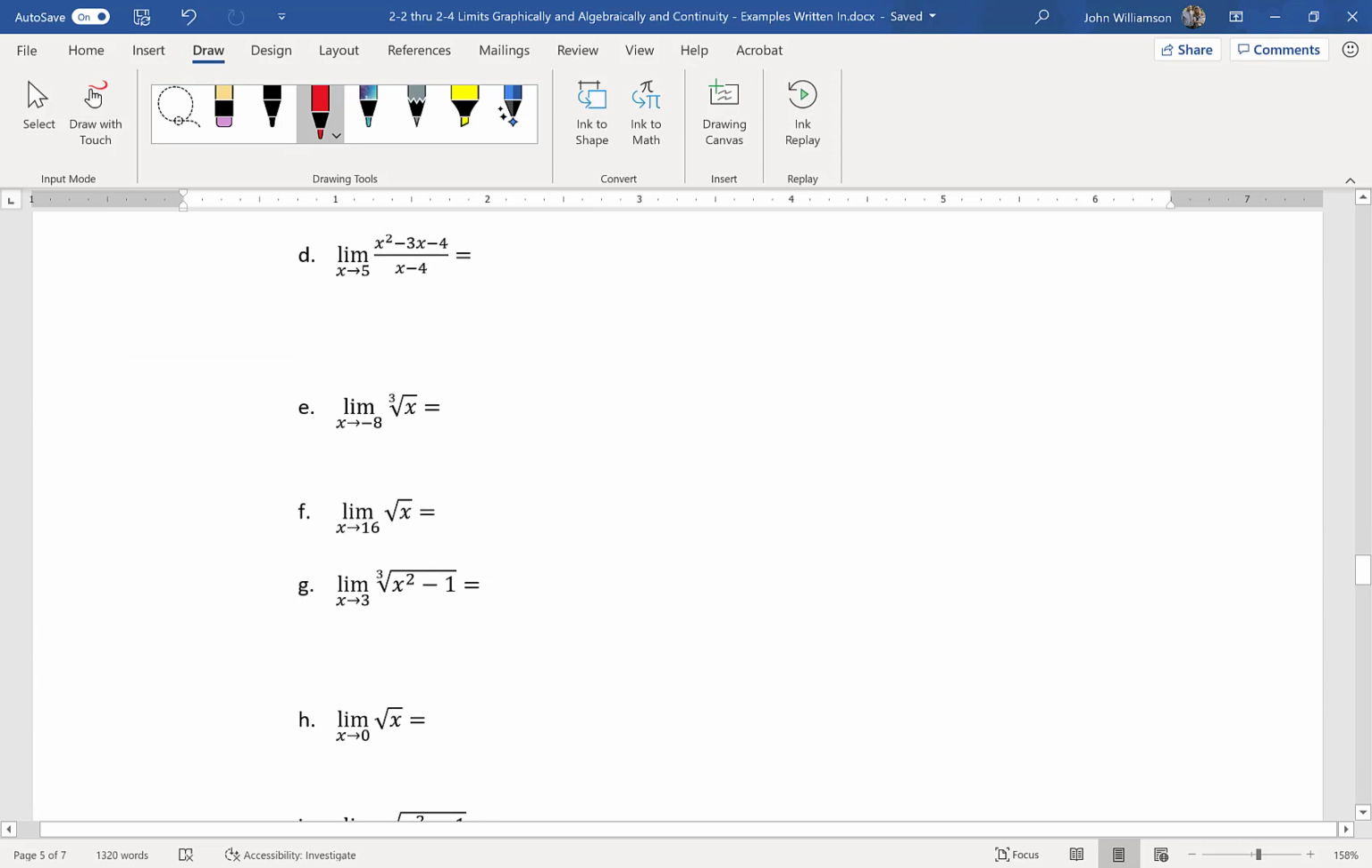The next one, D, so we've got a rational function now. Limit as x is approaching 5 of x squared minus 3x minus 4 over x minus 4. So again, we want to try to directly substitute into this and see what happens. So we sub in our 5. We get 5 squared minus 3 times 5 minus 4 all over 5 minus 4. Looks like direct substitution is going to work. We're not going to end up dividing by 0, so we don't have an issue here. So this is going to give us our limit.